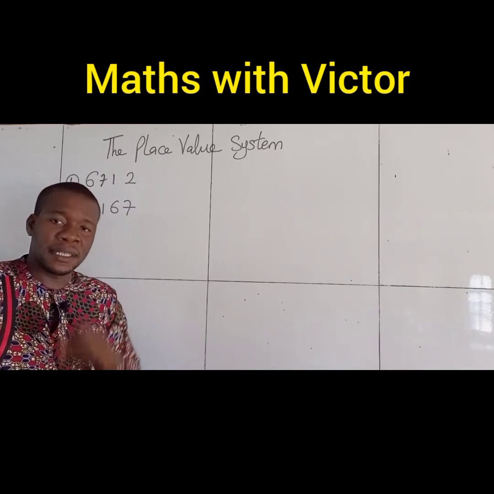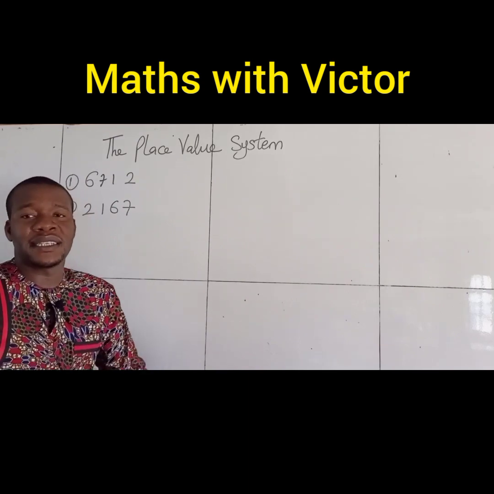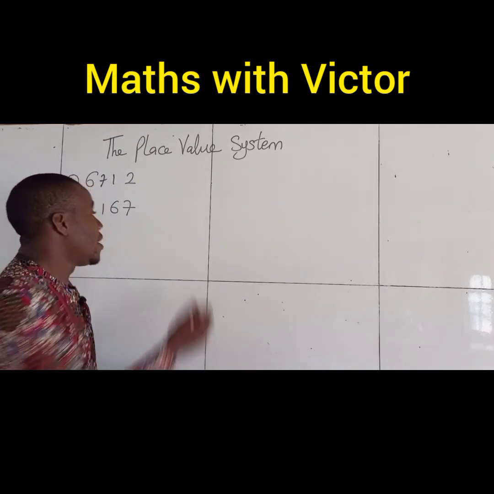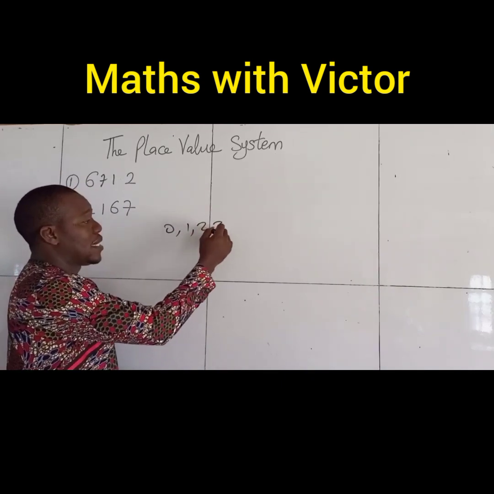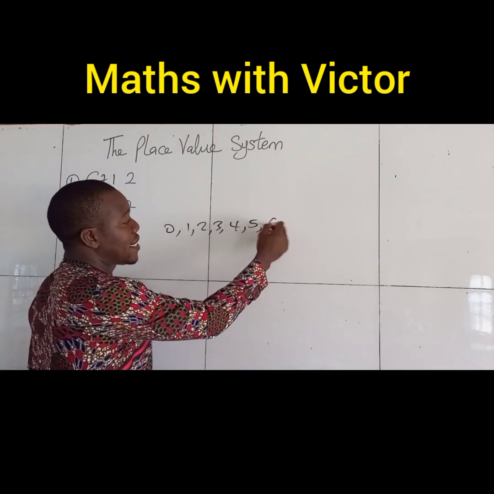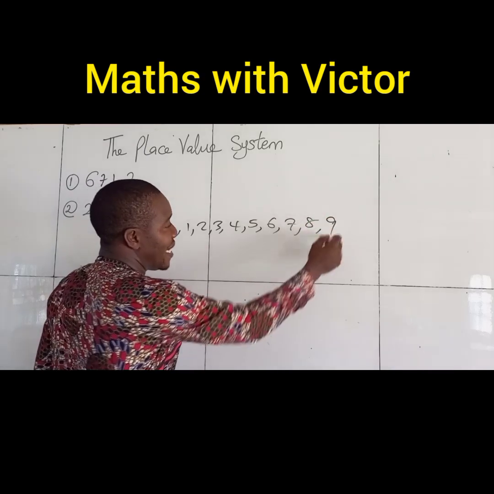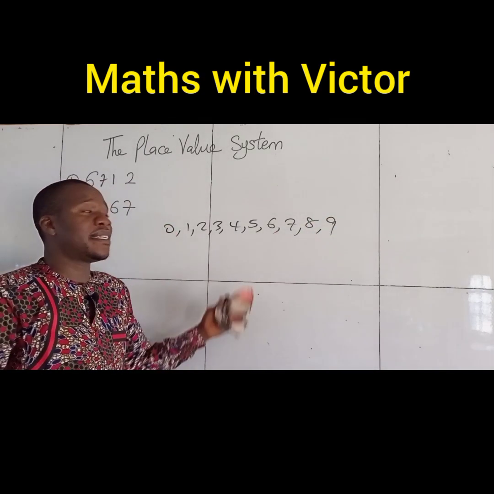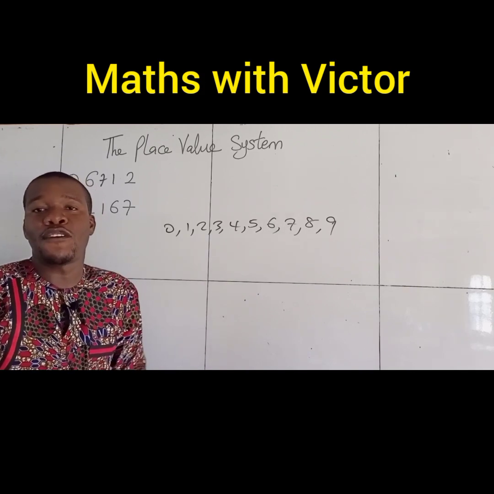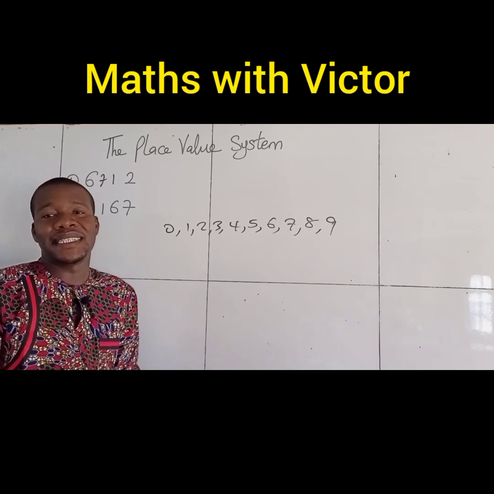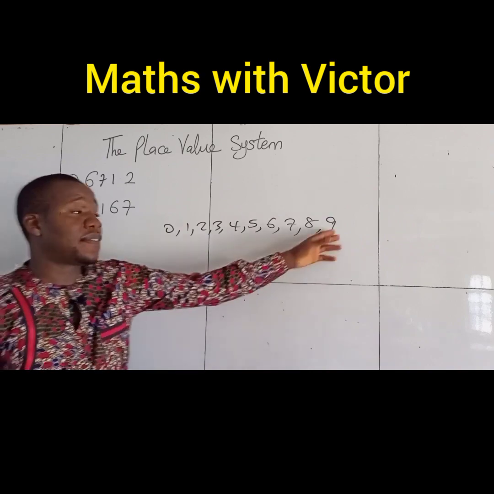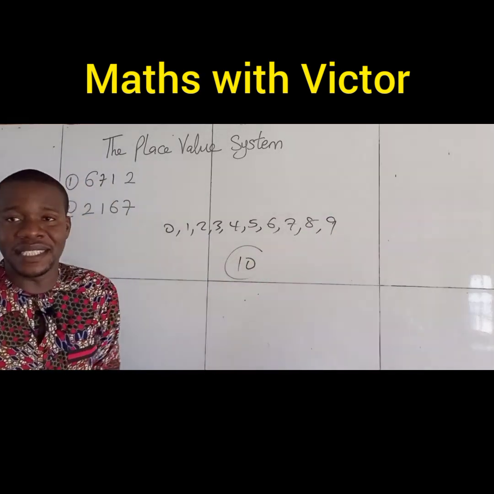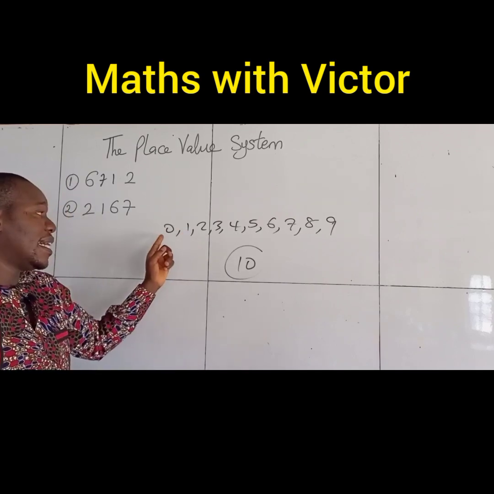Let's talk about numbers. In mathematics, there are only 10 digits. Of course, we know that already, from 0 to 9. So we have 0, 1, 2, 3, 4, 5, 6, 7, 8, and 9. These are the only digits we have in mathematics. Beside these digits, any other number is formed by combining these digits. For instance, after 9, the next number is 10. But 10 is not a whole new digit. It's a combination of 1 and 0.